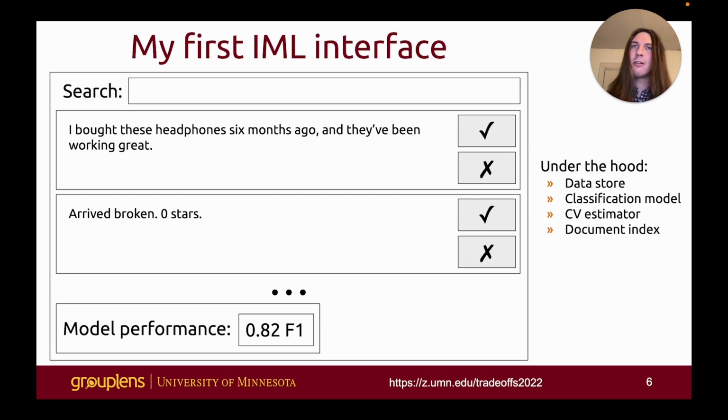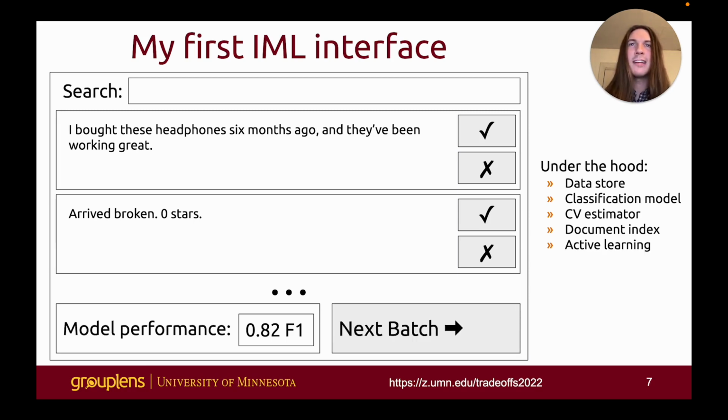Finally, my IML interface automatically samples the documents for me to label. Rather than sampling randomly from the pool of unlabeled documents, an interface like this will use active learning methods to sample the batch of documents that will most improve the performance of the text classification model I'm training.